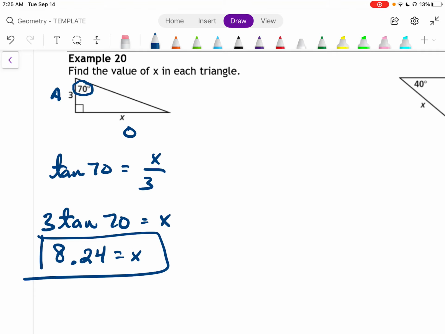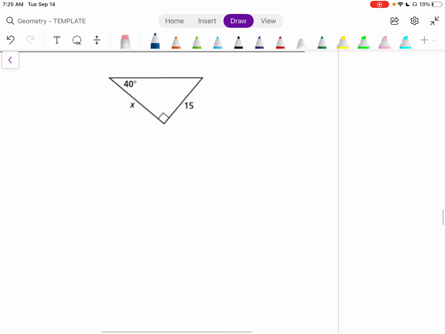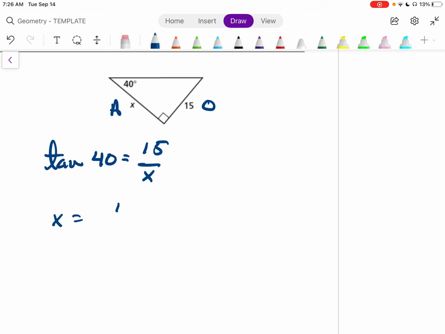There we are. Next up, again from the perspective of the 40, so tangent of 40, 15 is opposite, x is adjacent, so 15 over x. Solving for x is going to be x equals 15 over tangent of 40. Okay. If you're not able to see the algebra that I did there, think about it as if I had, well, let's do a different number.